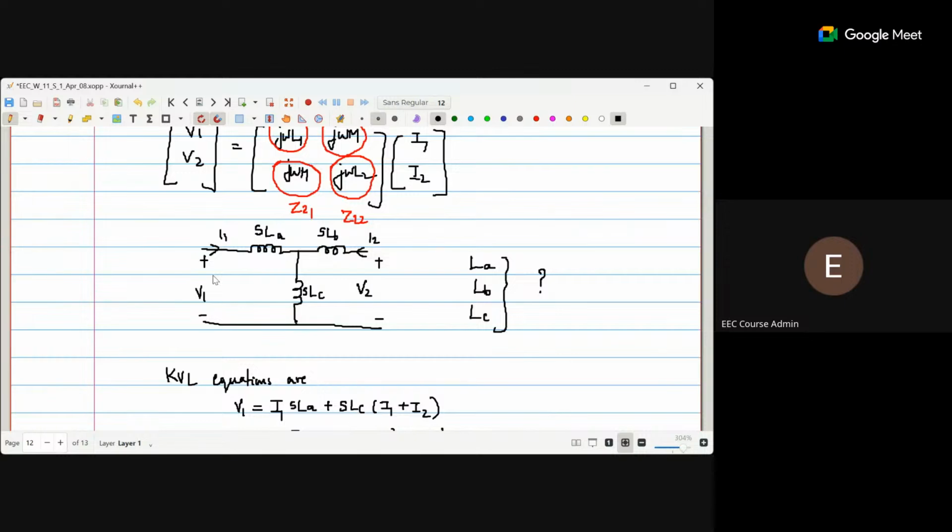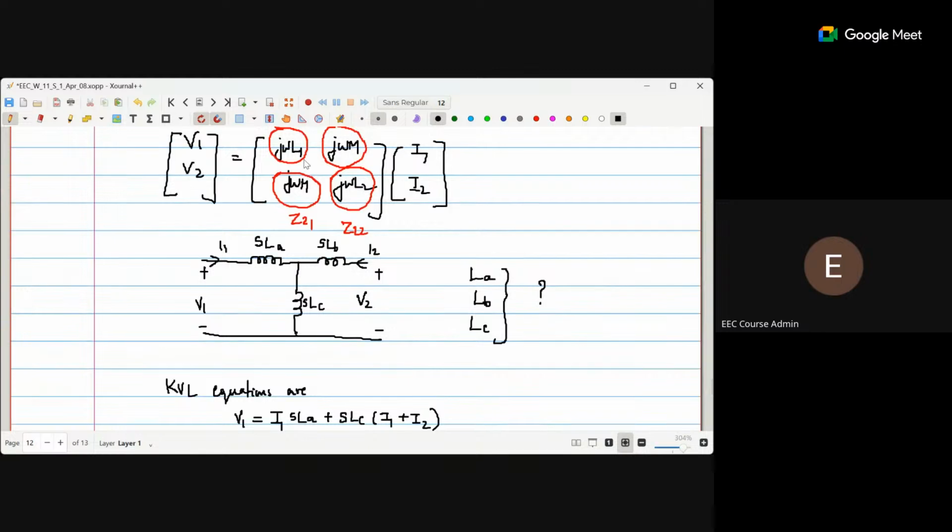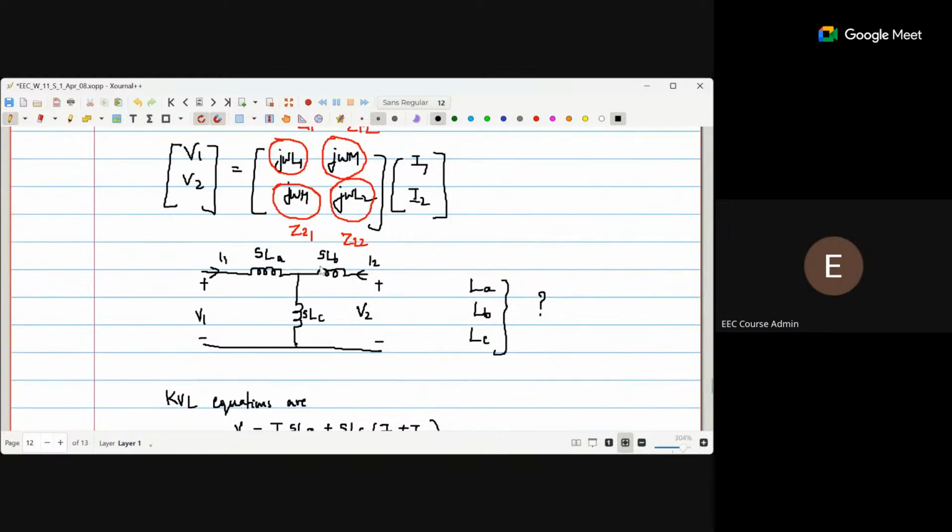Z21, right? Correct. Similarly, you find out, make this port open circuited, make I1 0 and find out the other two parameters.